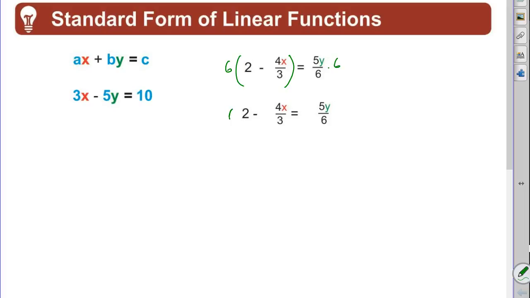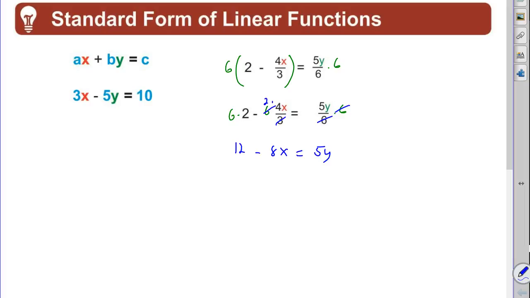But I like to just go right to this step of distributing, right? We're going to distribute that 6, and then it's there. If we did everything correctly, the fractions will go away. And you can see here, 6 divided by 6, that's gone. 6 divided by 3 is a 2. And where are we at right now? We're at 12 minus 8x equals 5y.